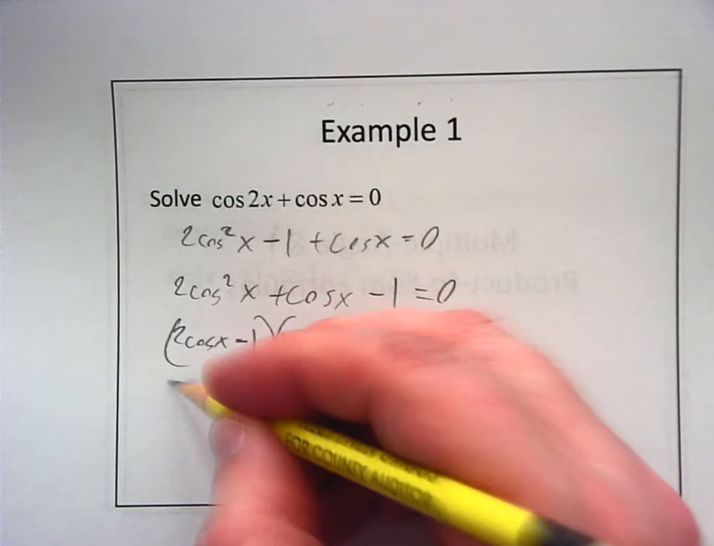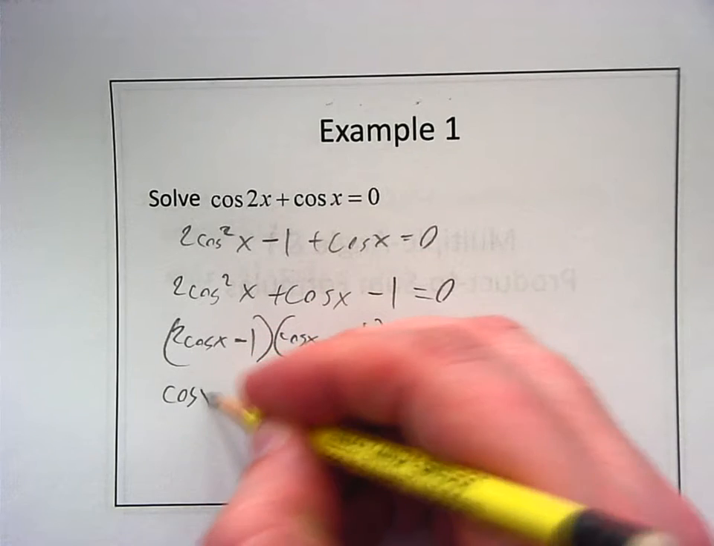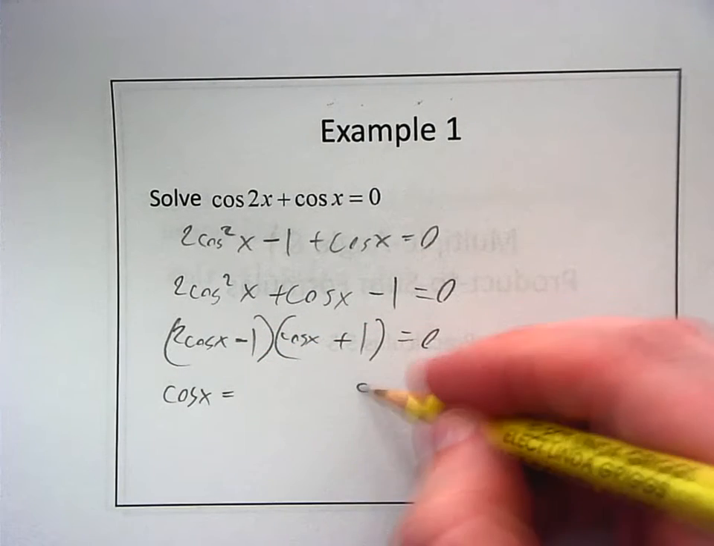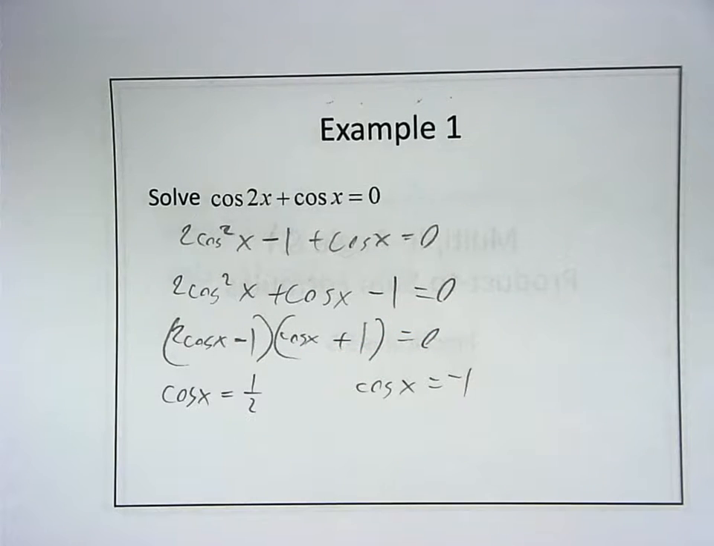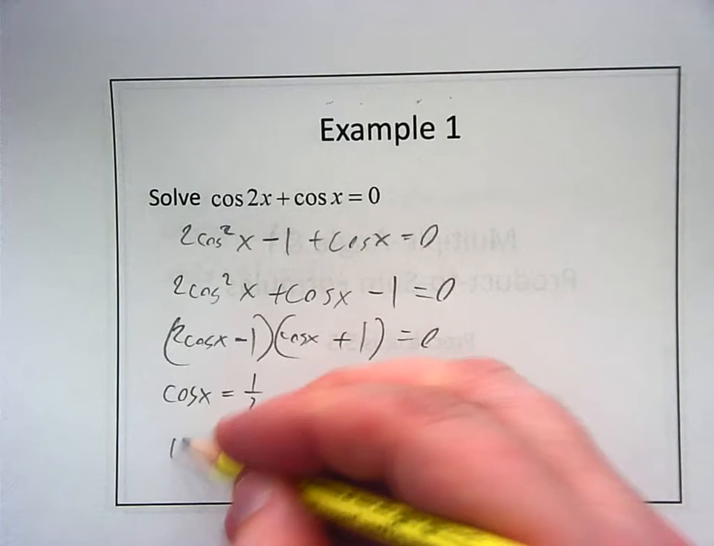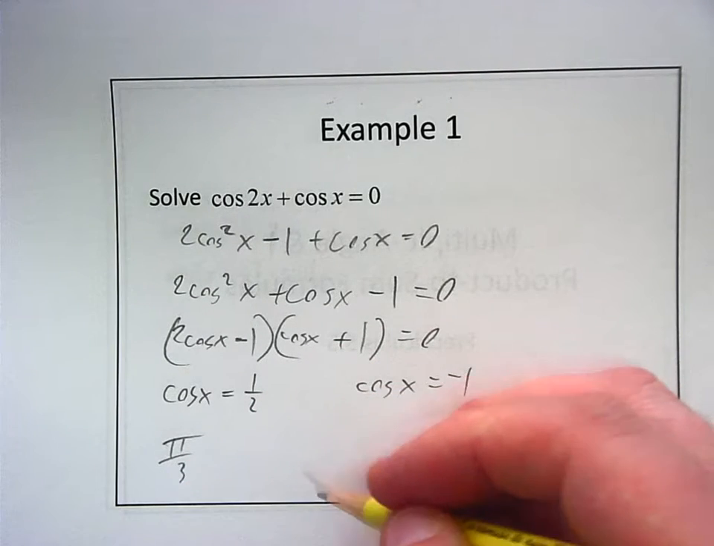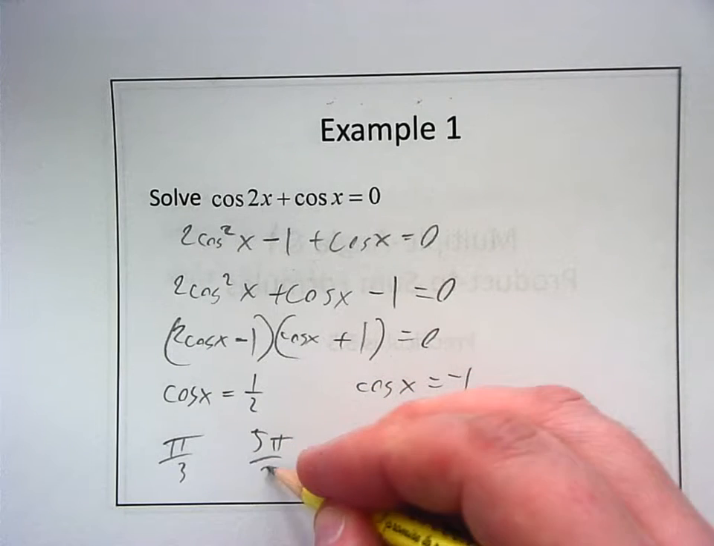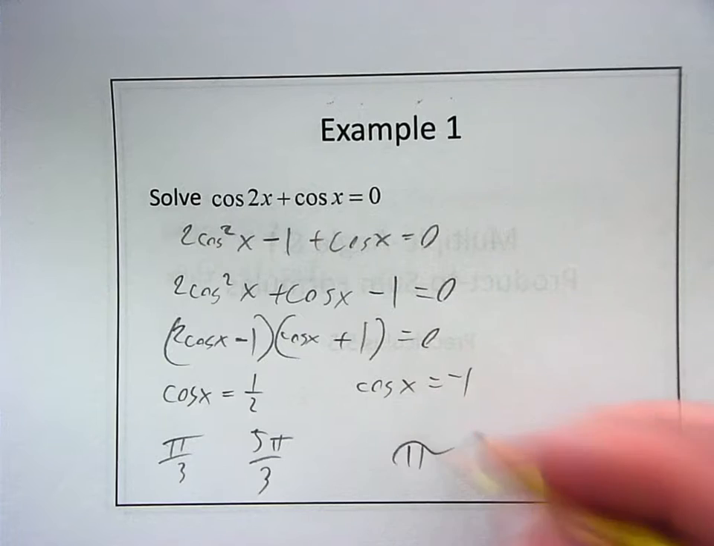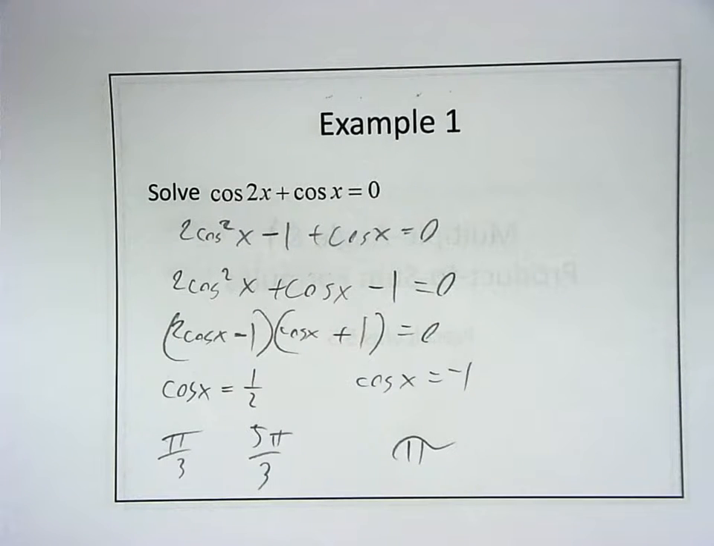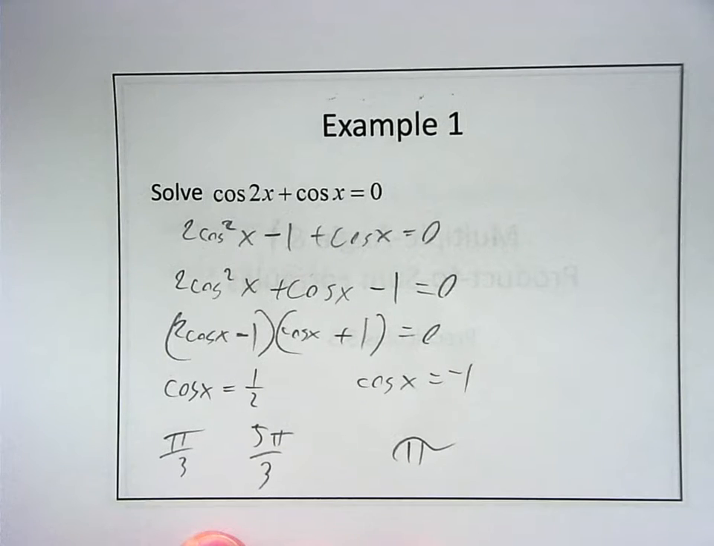Set both pieces equal to 0. So this one will turn into cosine of x is equal to what? 1/2. The other one's cosine of x is equal to negative 1. Think unit circle, when is cosine of x 1/2? Pi over 3. Where else? 5 pi over 3. When is cosine of x negative 1? At pi. Okay? Now, if they were specifying between 0 and 2 pi, you would answer these 3 things.